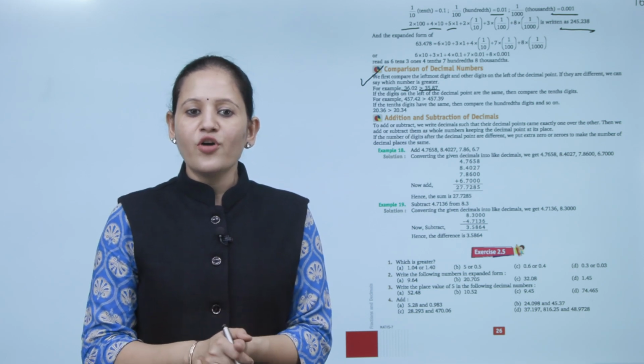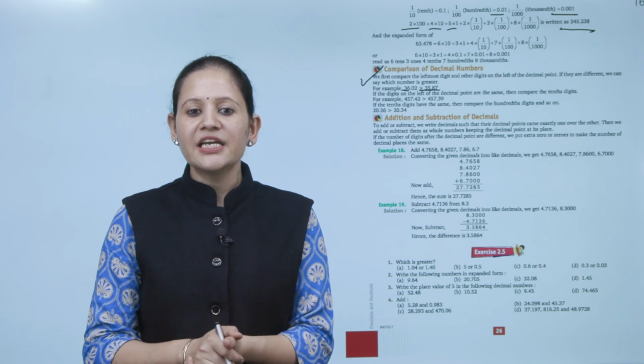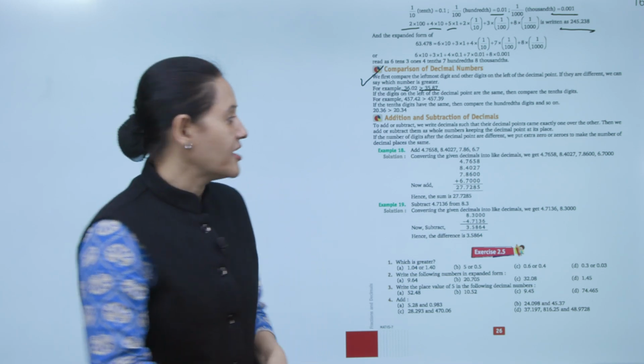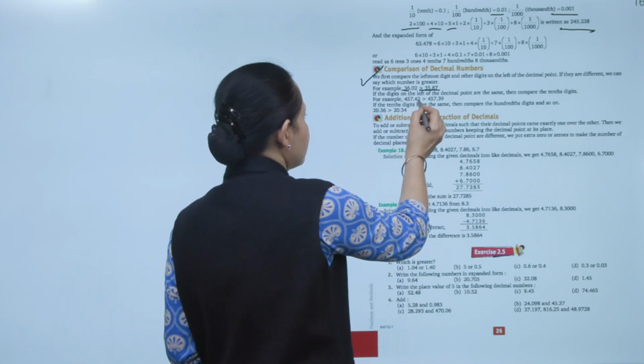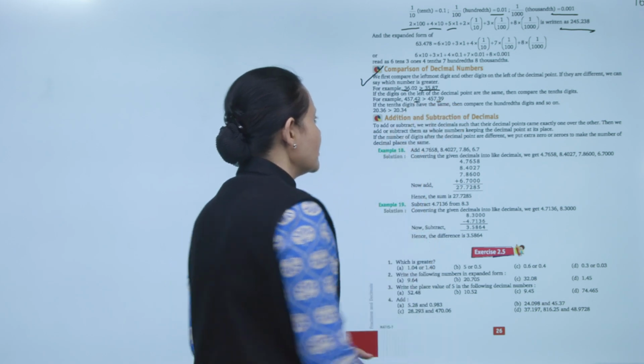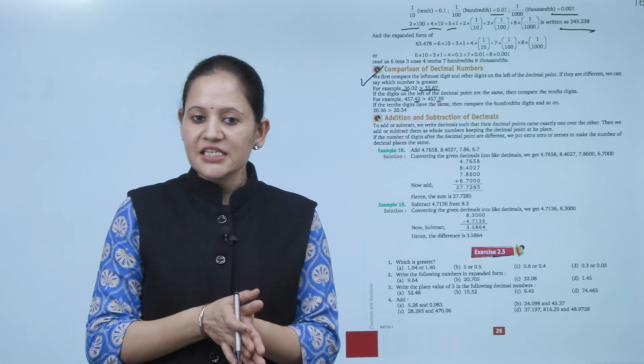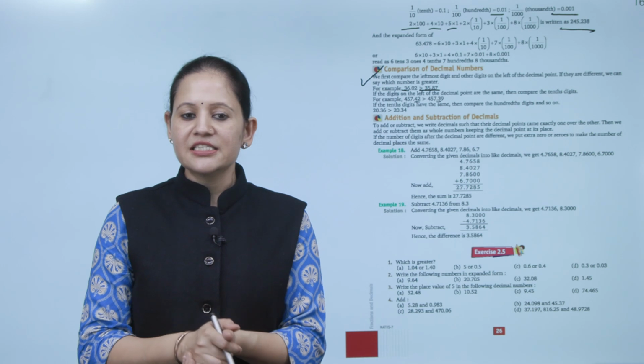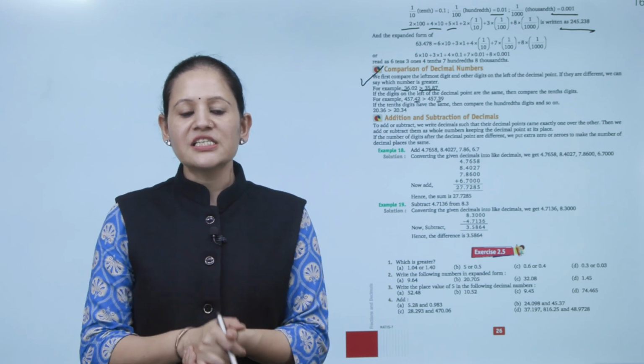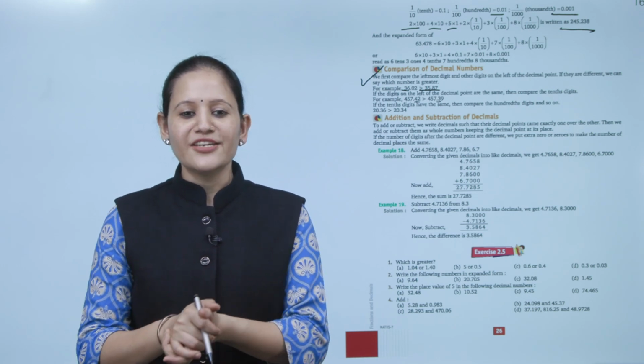If the digits on the left of the decimal point are the same, then compare the tenths digit. For example, 457.42 will be greater than 457.39, because after the decimal the first digit is tenths, here it is 4 and here it is 3. If the tenths digits are the same, we will compare the hundredths digits and so on. So 20.36 will be greater than 20.34.